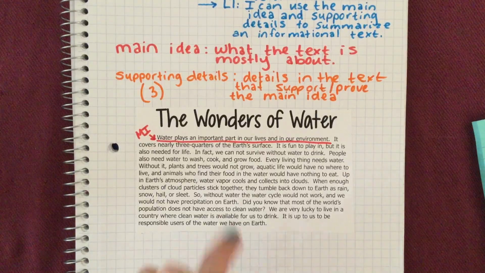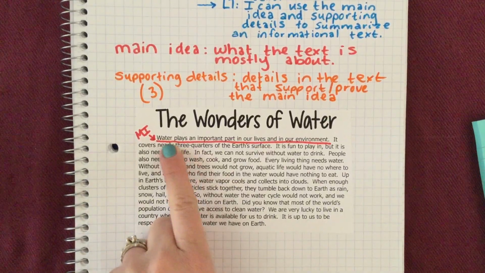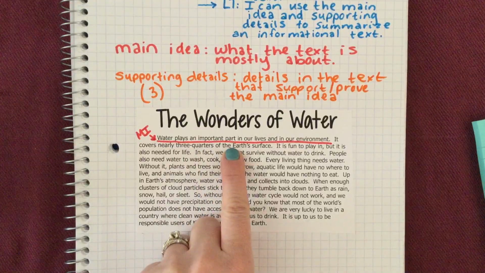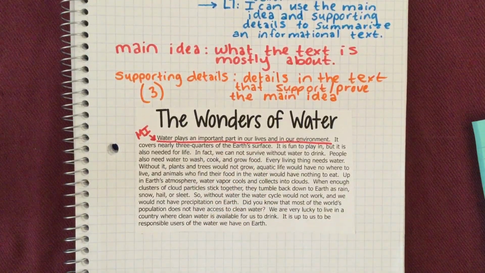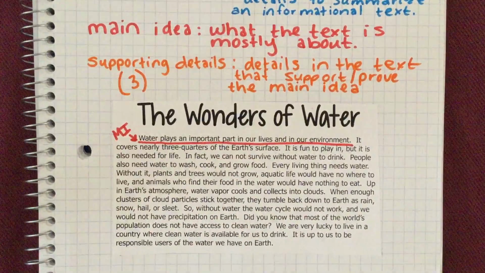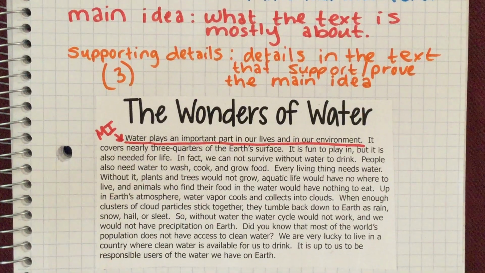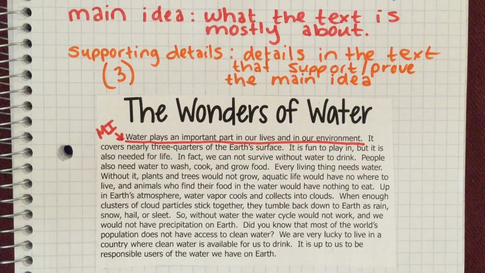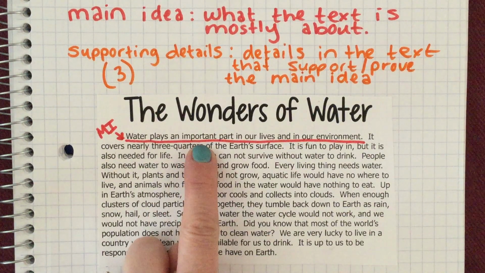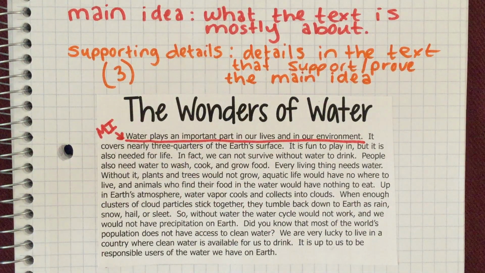So let's look for pieces of information in the text that show that water plays an important part in our lives and in our environment. I bet that if you pause the video right now, you can find at least 3 details that prove that water plays an important part in our lives and our environment. Why don't you try that?